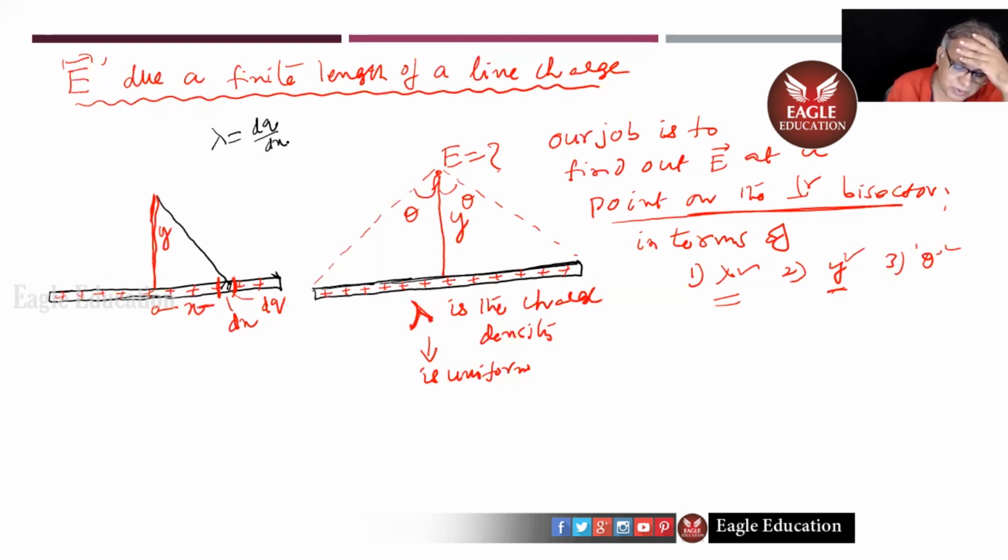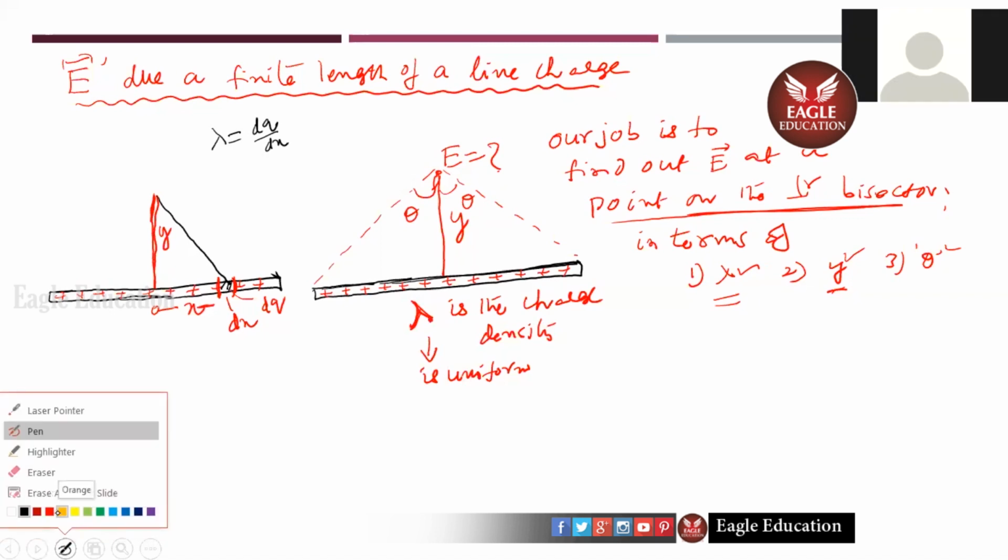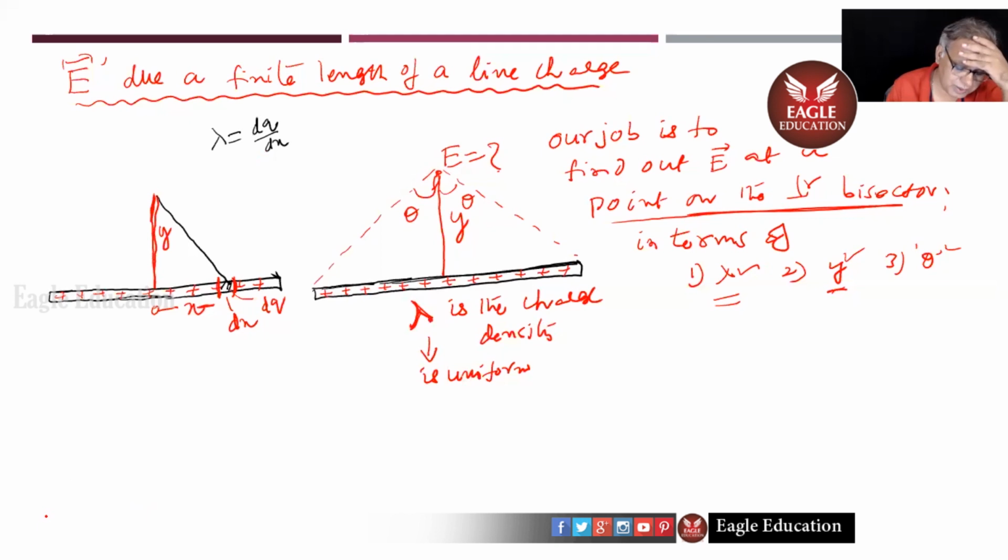So tell me, due to this dq, what is the direction of the electric field at that point? Sorry, your voice is lagging a bit, sir. Internet connection. Yeah, it will settle, don't worry.